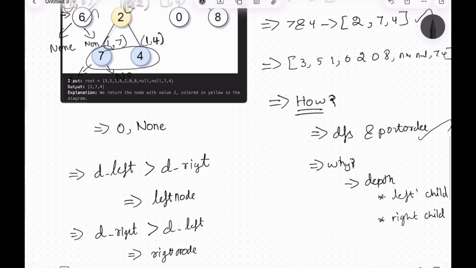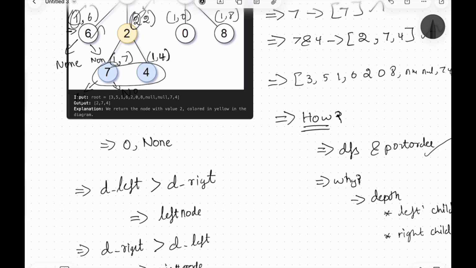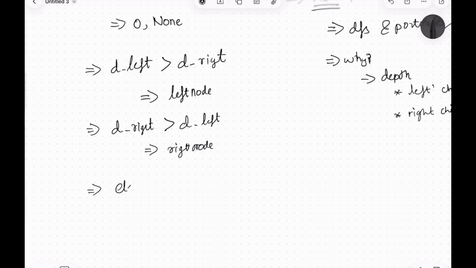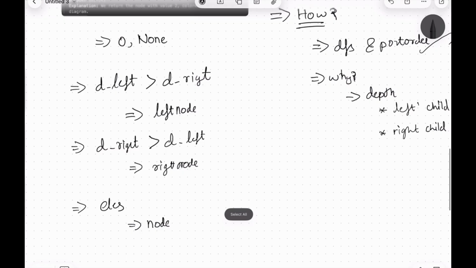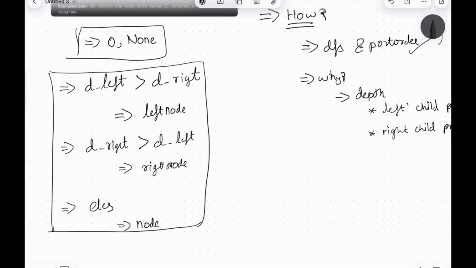And when both of these cases are not true, which is when left and right are equal, in that case we are choosing that particular node. Clearly we can see that for 1 and 1, these two nodes, the length is the same on left and right, and because of that we are choosing that particular node, not the left or right, right? So else we choose node. We have the base case here and the rest of the logic here. Using this we can go ahead and code this up.